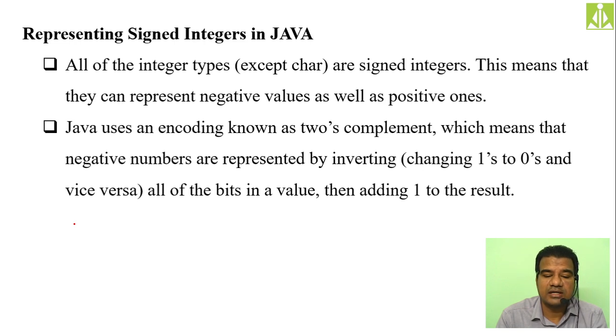All of the integer types except character are signed integers. This means that they can represent negative values as well as positive values. Java uses an encoding known as 2's complement, which means that negative numbers are represented by inverting, changing ones to zeros and vice versa, all of the bits in a value, then adding 1 to the result.